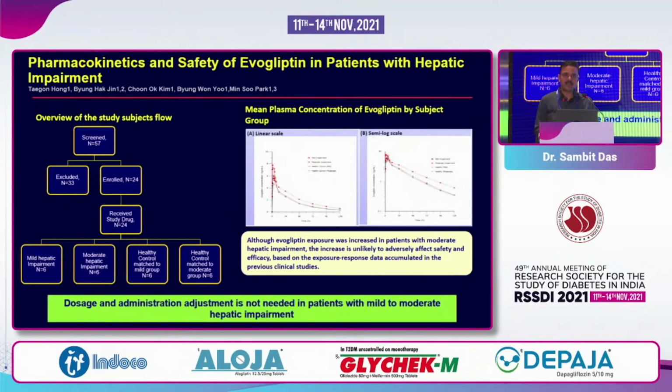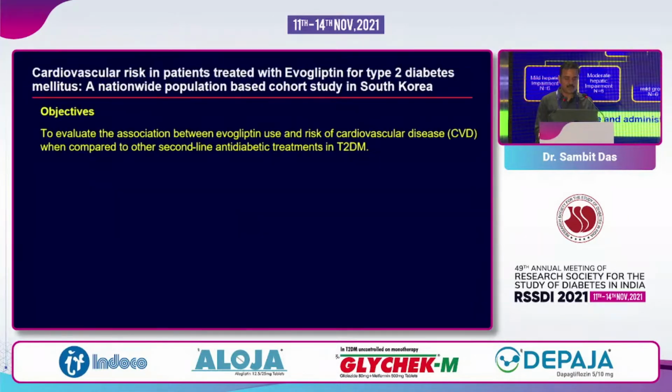Similarly, the pharmacokinetic and safety properties in patients with hepatic impairment have also been studied, and it has shown that Evogliptin can be used in mild to moderate hepatic impairment also.